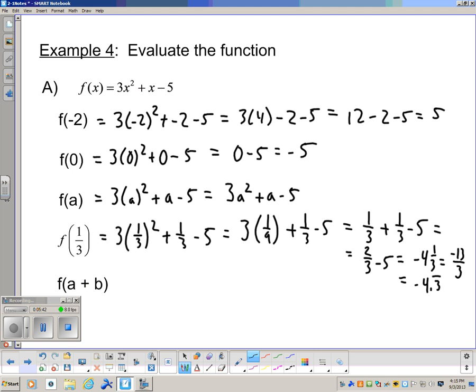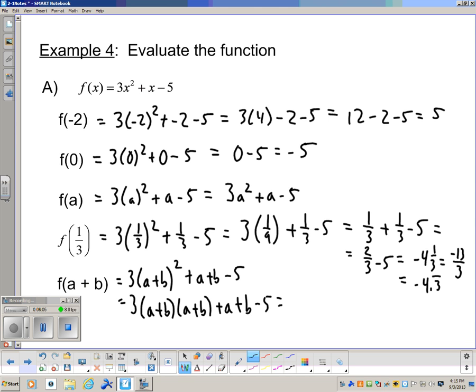So our last one here, we're going to go ahead and plug a plus b in there. So I'm going to do that one. So 3 times (a plus b) squared plus a plus b minus 5. So remember, this (a plus b) squared means (a plus b) times (a plus b). So following my order of operations here, I got to do my multiplication first. So I'm going to FOIL this out.